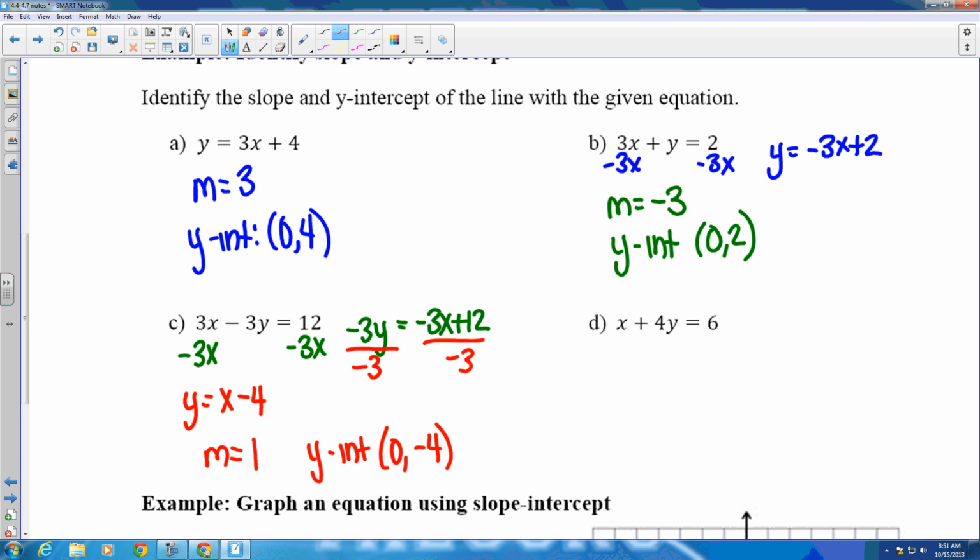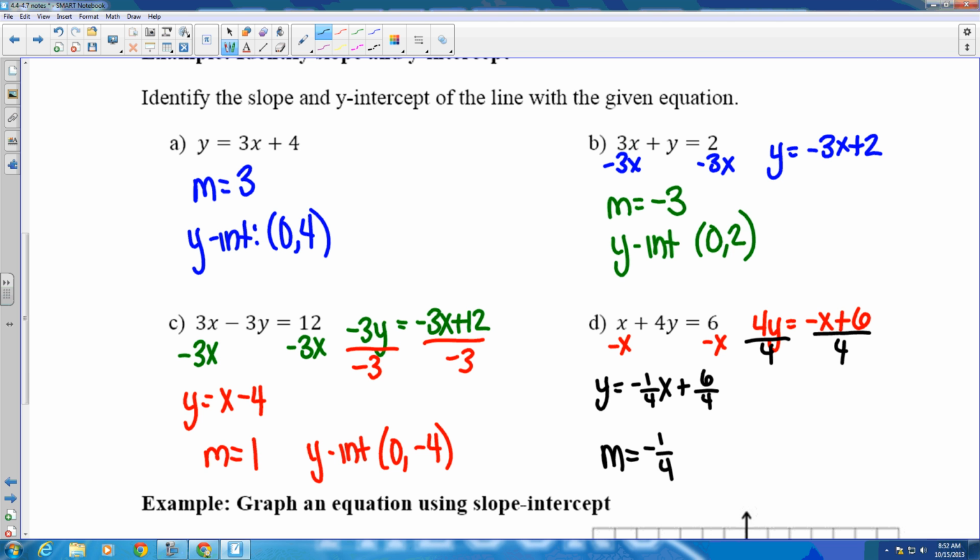D, we need to solve for y as well, so we're going to subtract the x first. 4y equals negative x plus 6. We need to divide both sides by 4 to get the y alone. Y equals negative 1/4 x plus 6/4. So our slope is negative 1/4. Notice how we leave it in a fraction, so that slope is in rise over run form, and our y-intercept, 6/4 can be simplified to 3/2.